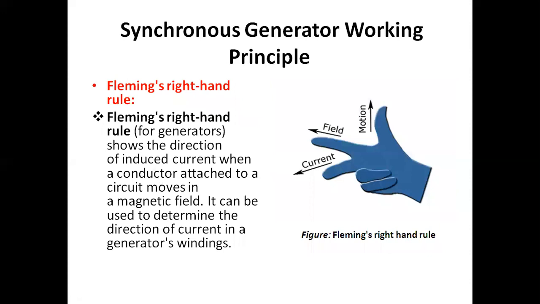So this is the Fleming right-hand rule. Fleming's right-hand rule for generators shows the direction of induced current when a conductor attached to a circuit moves in a magnetic field. It can be used to determine the direction of current in a generator's winding.